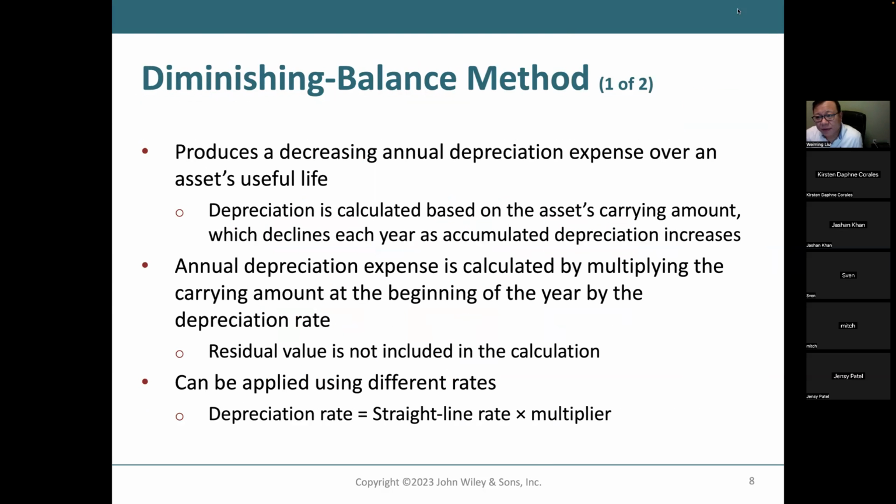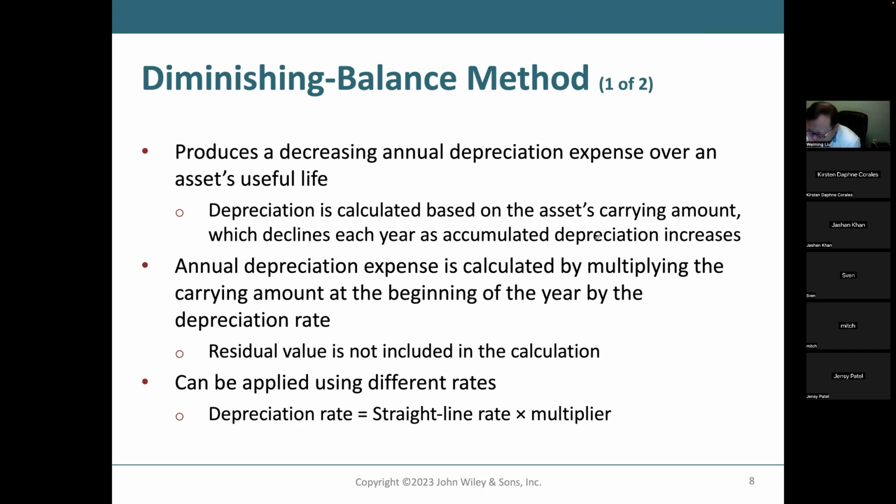So, diminishing balance method. Under this method, you are going to recognize more depreciation in the early years than the later years. Instead of allocating the depreciation expense evenly across the years of useful life, diminishing balance means you allocate more depreciation expense in the early years and then less and less. So the amount of depreciation expense is diminishing. That's why we call it the diminishing balance method.